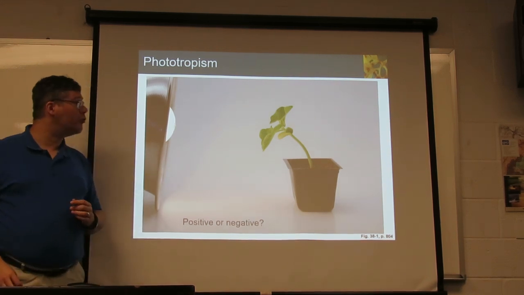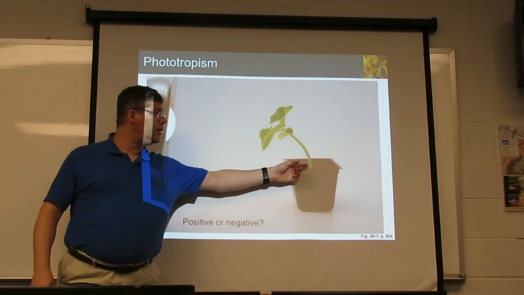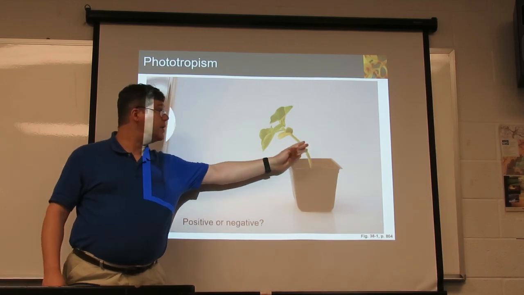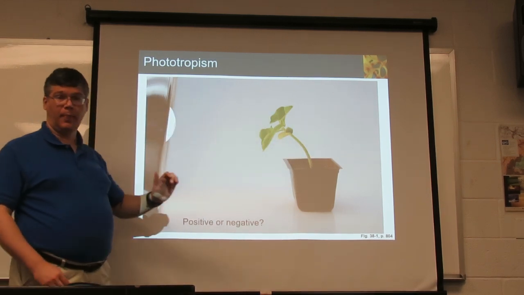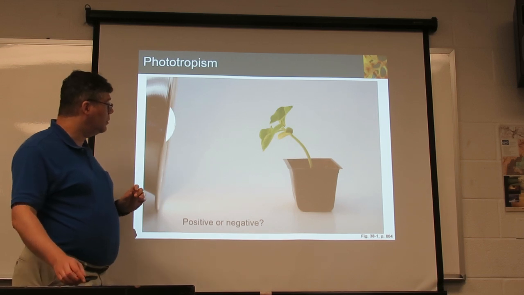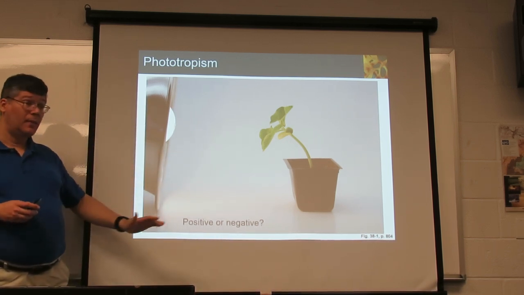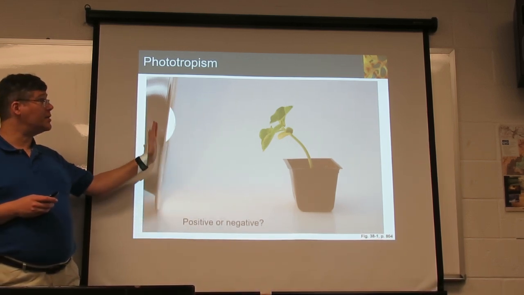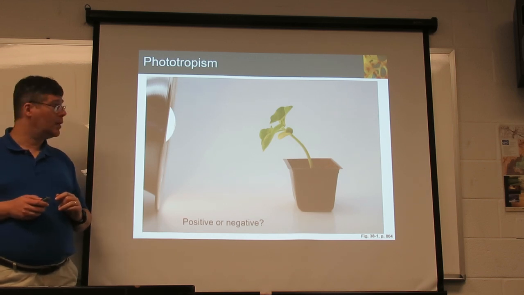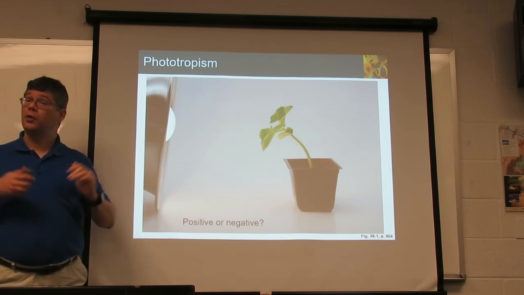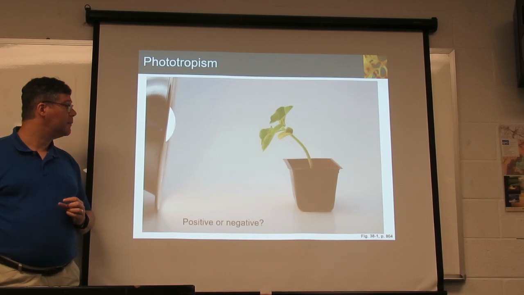Here's an example of phototropism. The top of this plant here is bending towards the light. Growing towards the light would be positive phototropism. Of course, roots often show negative phototropism.